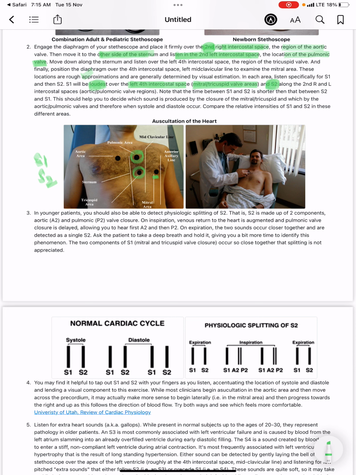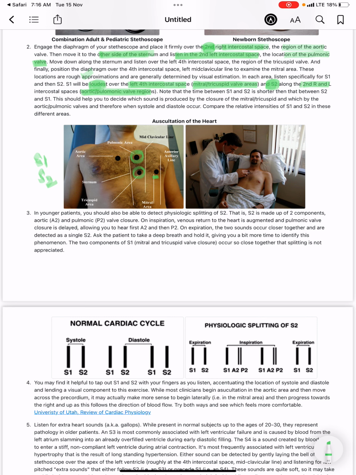the second right and left intercostal spaces, that is, the aortopulmonic regions. S1 is loudest at the left fourth intercostal space, the mitral and tricuspid valve area, and S2 along the second right and left intercostal spaces, the aortic and pulmonic valve regions.